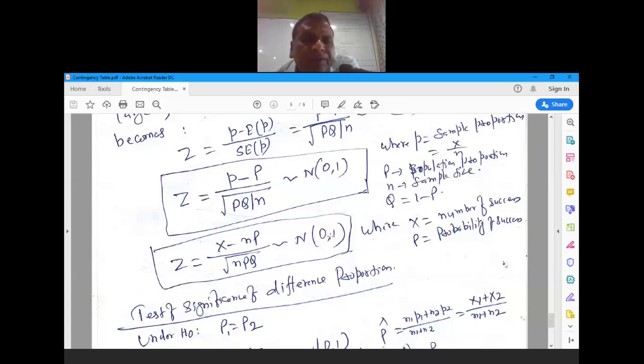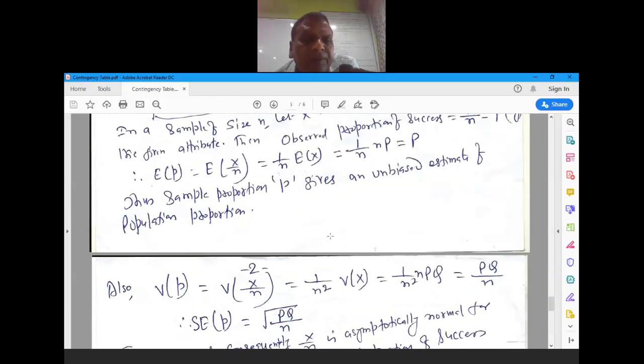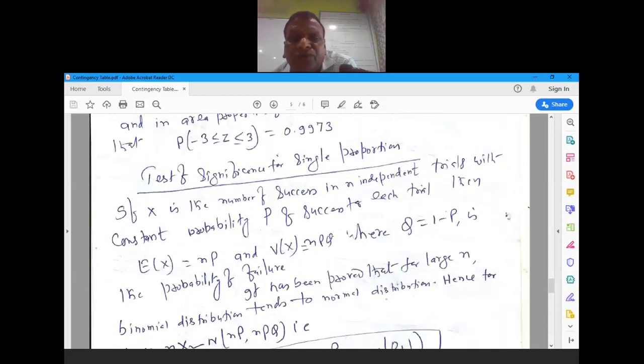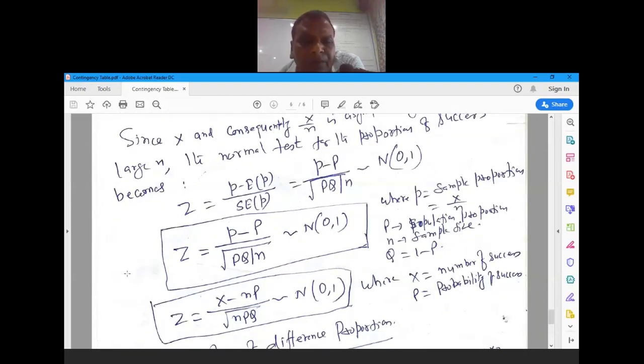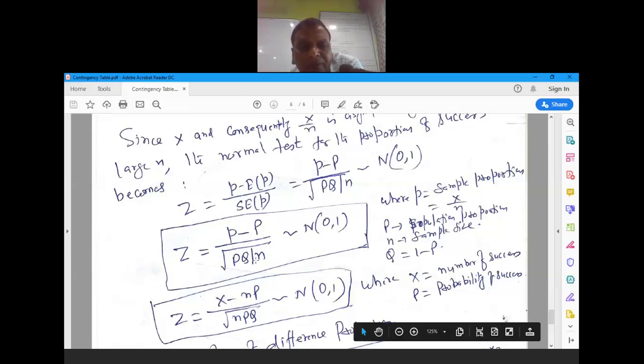Under first application, you may write: test of significance for single proportion. We have discussed two statistics. The first statistic is Z equals small p minus capital P divided by the square root of PQ upon n, where small p is the sample proportion, capital P is the population proportion, and Q is equal to 1 minus capital P.